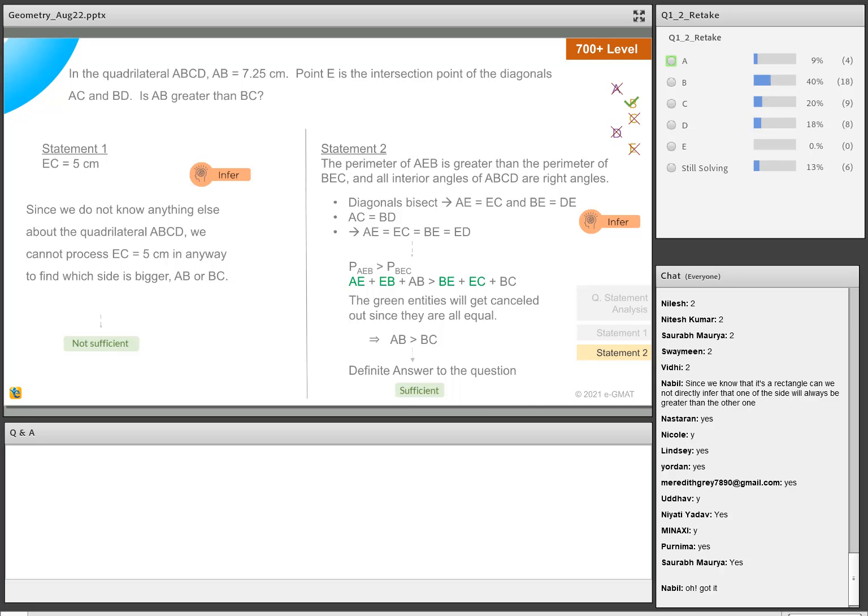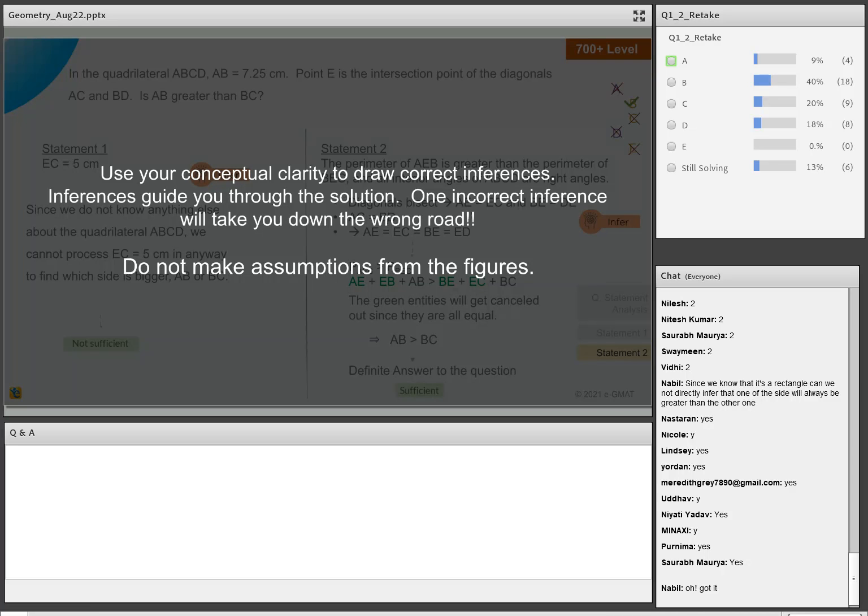Got it? Perfect. By the way, it was a very good question. That's a very good question that you asked. All right, so with that, let's move on to the next question.